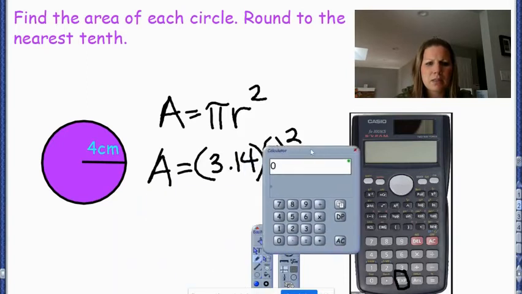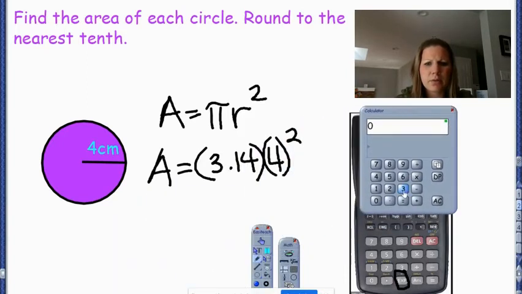Since this is not a scientific calculator, and I do want to calculate it with you looking at it, I'm going to do 3.14 times 4 times 4, and then I get my answer. So 50.24. In your calculator, I do believe you will get a 3.14 times 4 times 4.